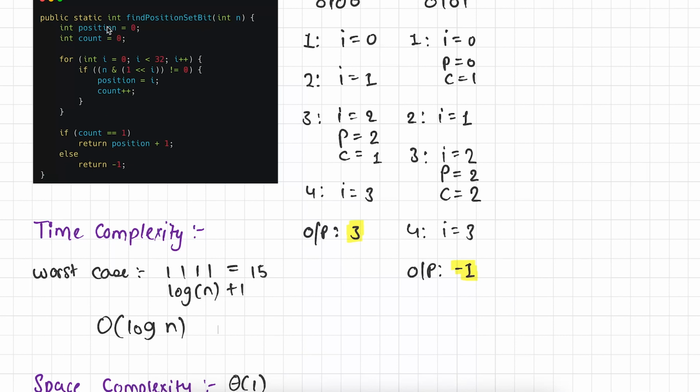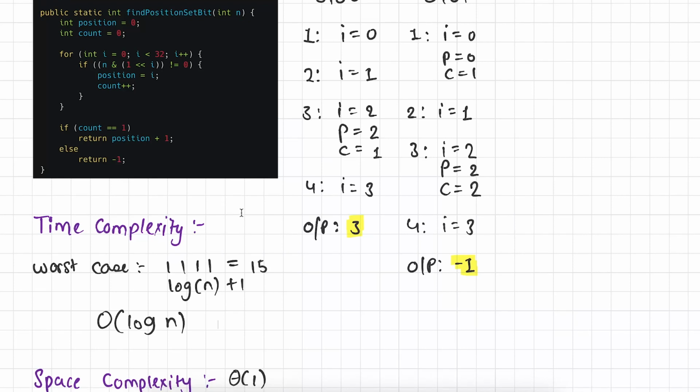And space complexity is theta of 1 because we are not using any auxiliary or extra space. We are simply using variables like n, position, count and I. So there are 4 to 5 variables we are using. That's why the space complexity is constant, theta of 1.